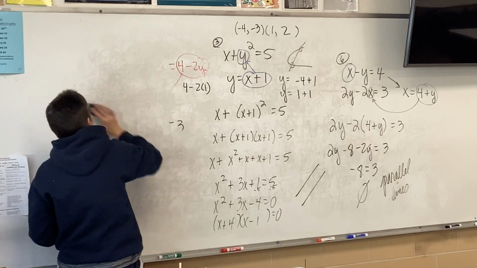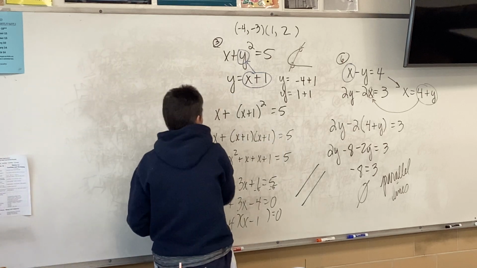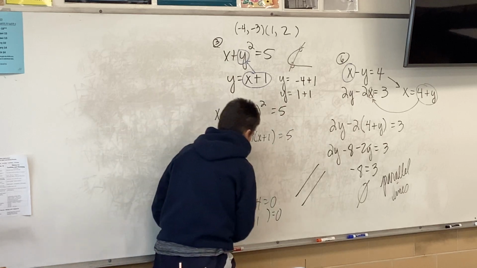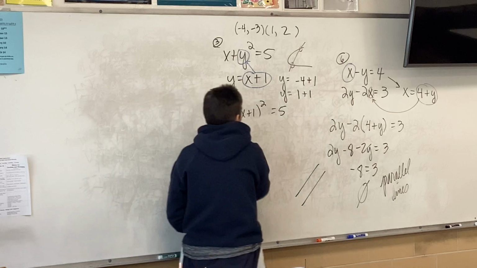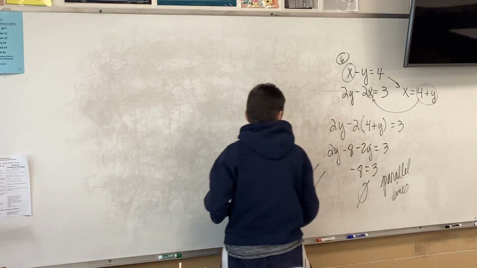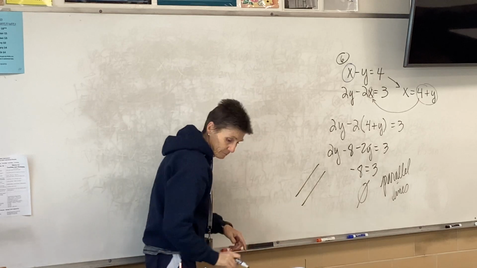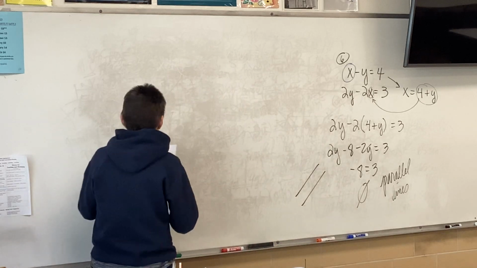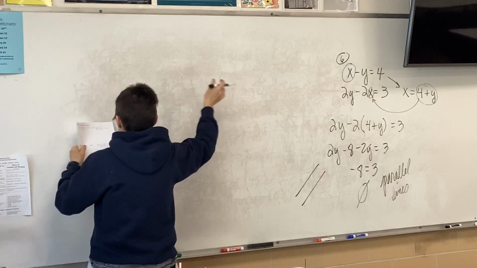How do I know there's no solution? Because there is no way that -8 can equal 3. No way can that happen, ever. So, no solution. All right, now we're going to go back and do all the elimination problems.